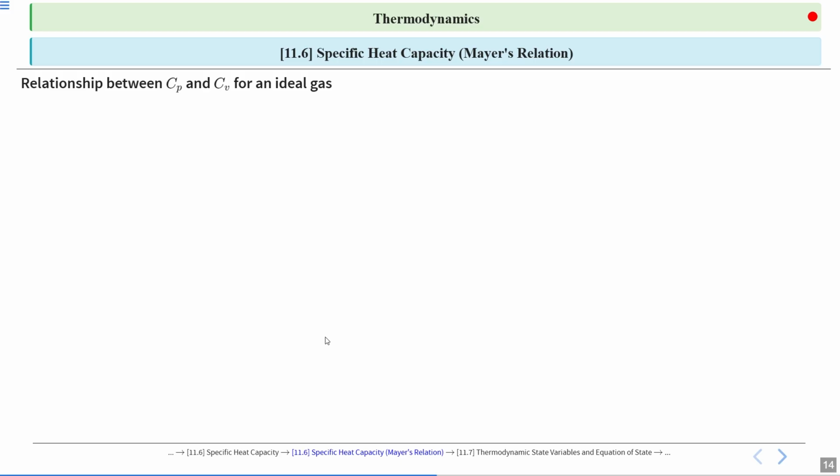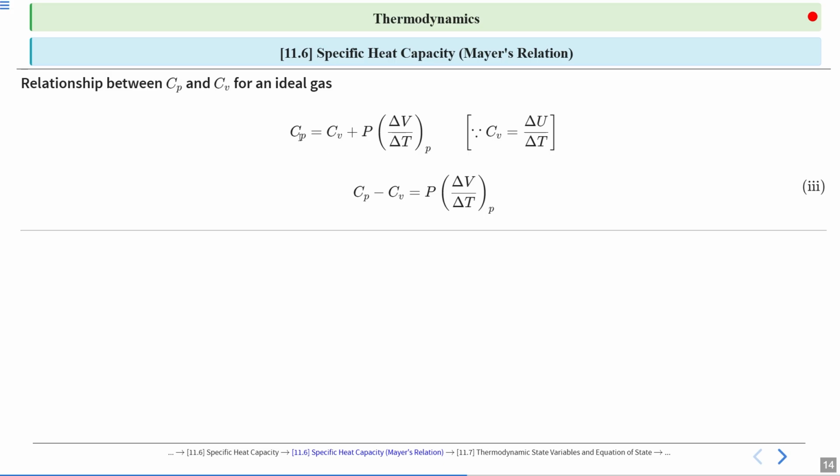So Cp is equal to Cv plus P into delta V divided by delta T. Why Cv? Because we know Cv is equal to delta U divided by delta T. So here we just replace the value of Cv, delta U divided by delta T. So it becomes Cp minus Cv is equal to P into delta V divided by delta T at constant pressure.